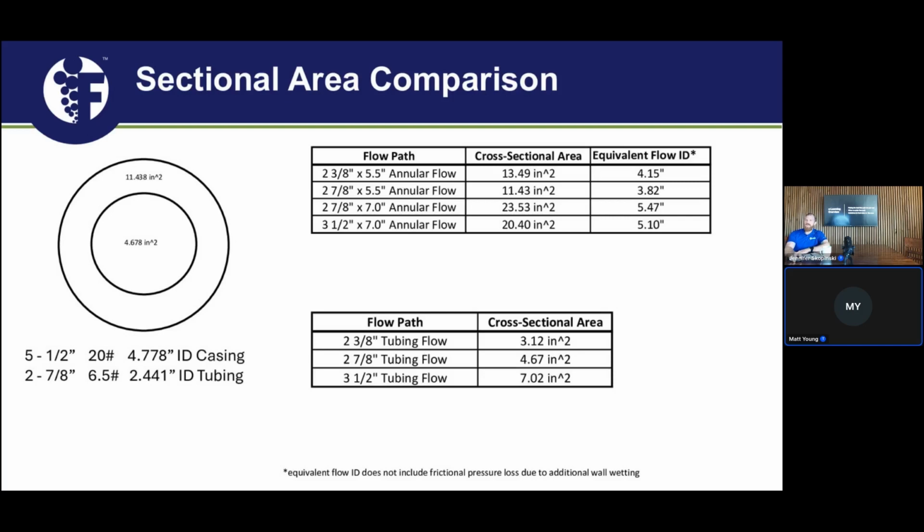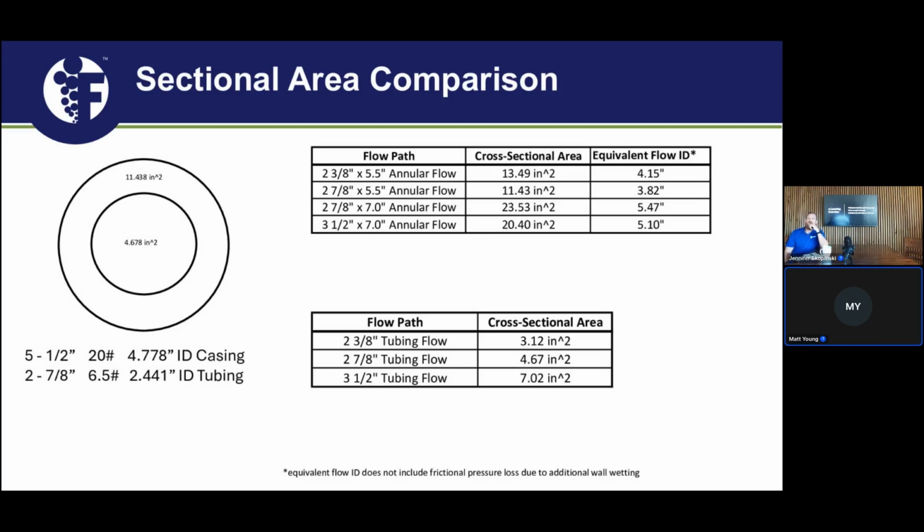And with that, I listed out some cross-sectional areas just for a comparison. So, when we look at 2 3/8 tubing, that cross-sectional area is a little over 3 square inches. And then if we look at, say, 2 7/8 inside 5.5, it's almost 12 square inches. So it's almost 4 times as large as 2 3/8 tubing. So you can see the benefit of going annular flow in some of your higher producing wells because of that incremental increase in cross-sectional area.